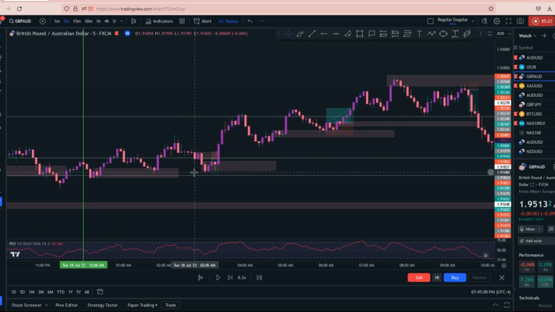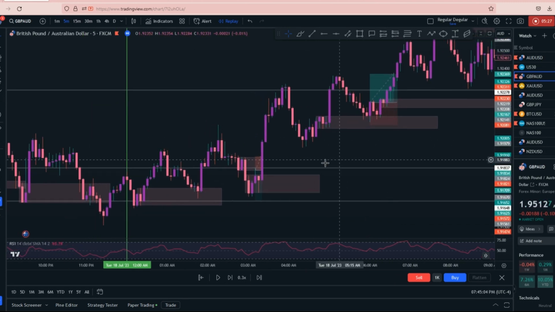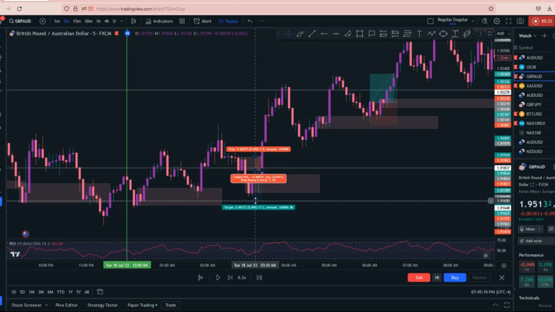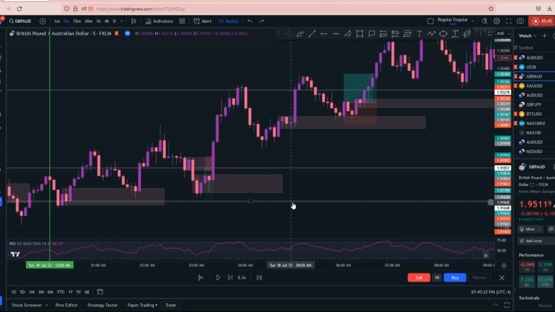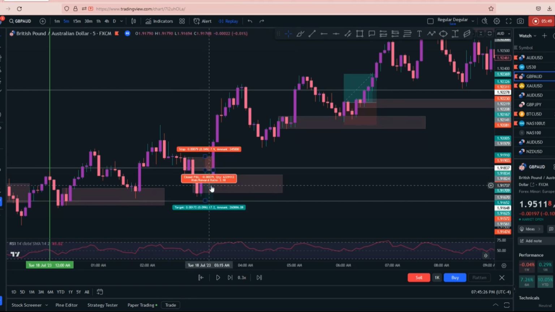Actually, a supply zone, yeah. But price went in the opposite direction. If I had made my TP the bottom of those candles right there, I probably would have been able to get it. But again, I made this support and resistance line my go-to for my TP, and it actually stopped me out with 7 pips.